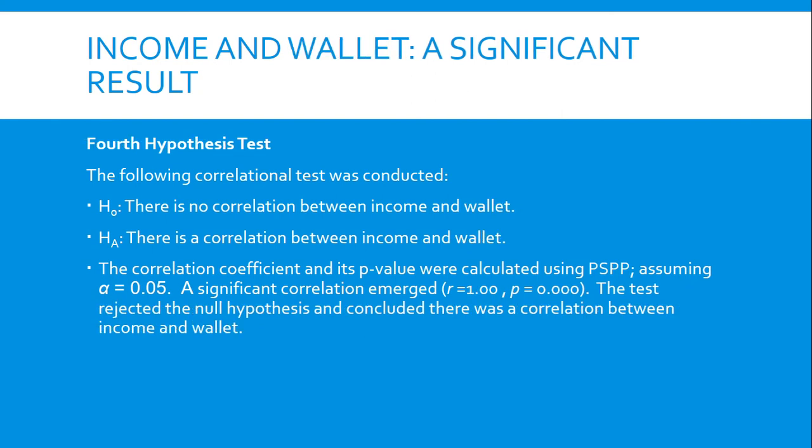The fourth hypothesis test was between the variables income and wallet, resulting in a significant result. In this test, the R value was 1.0 and the p-value was 0.00, or 0, concluding that the test rejected the null hypothesis and concluded that there was a correlation between income and wallet.